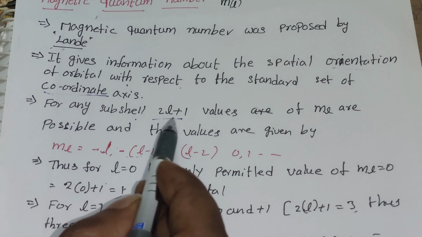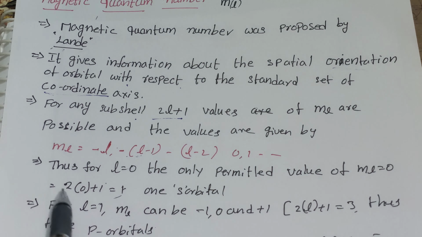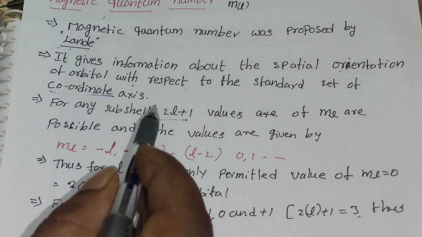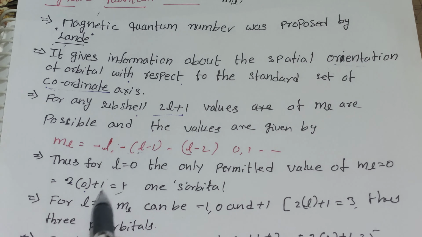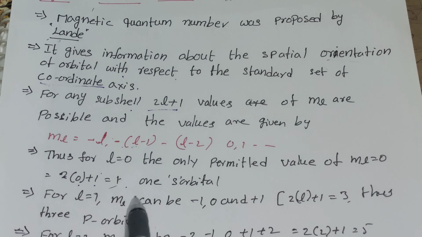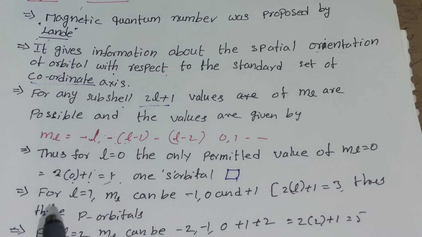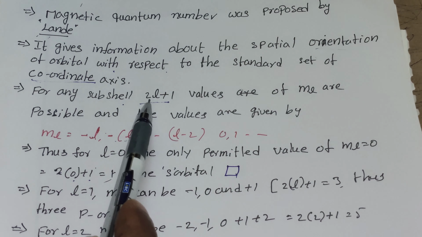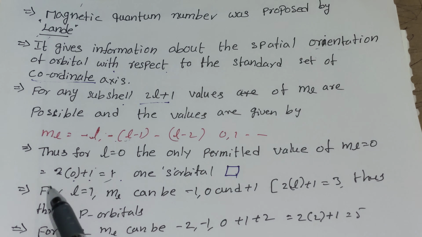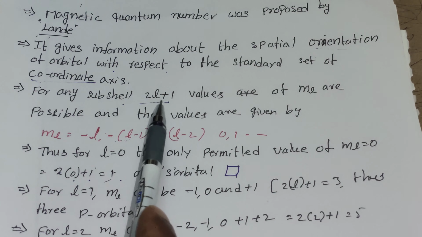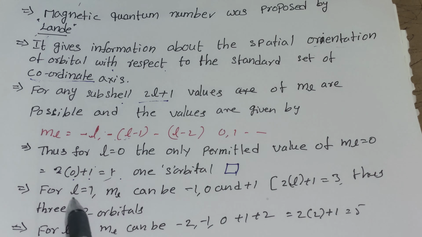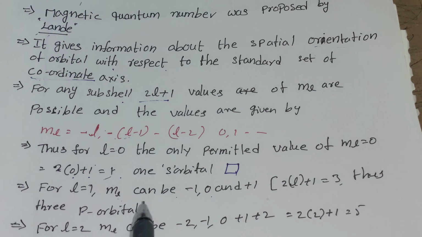So here I am applying the formula 2l plus 1. For l equal to 0, 2l plus 1 is 0 plus 1, that is 1, so there is only one s orbital. And next, for l equal to 1, ml can have either -1, 0, or +1, and 2l plus 1 equals 3, that is the 3 p orbitals.